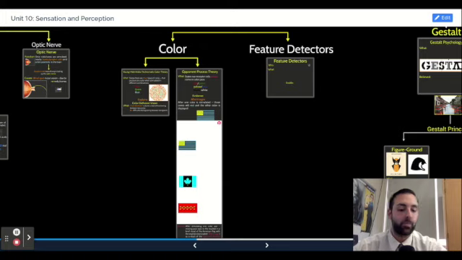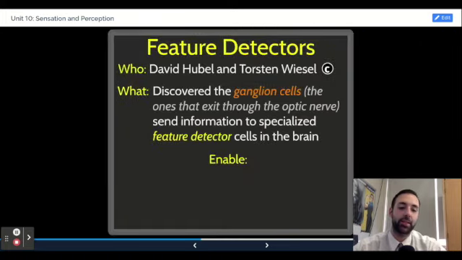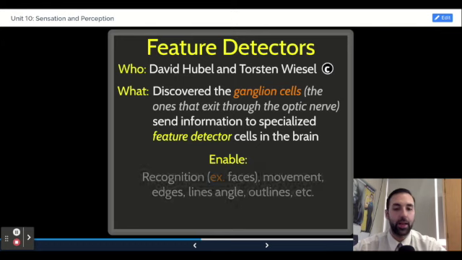The very last box is to acknowledge a term related to our sense of vision, discovered by Hubel and Wiesel, called the feature detectors. It seems to be the case that the optic nerves, the nerves exiting our eye, particularly the ganglion cells, connect and send information to specific parts of our brain that seem to be responsible for unique features of vision.